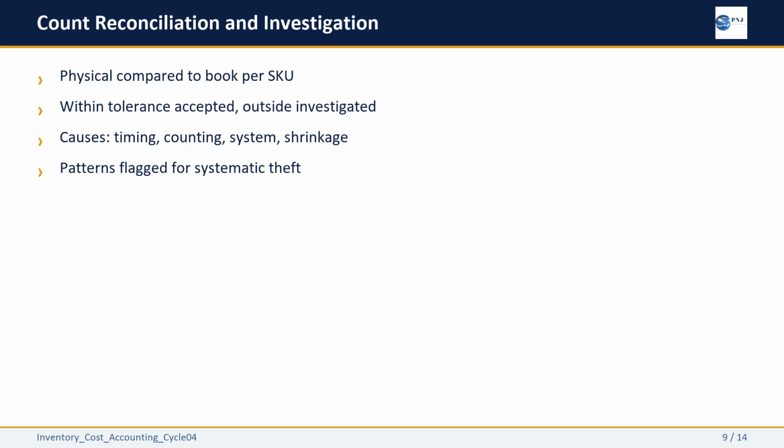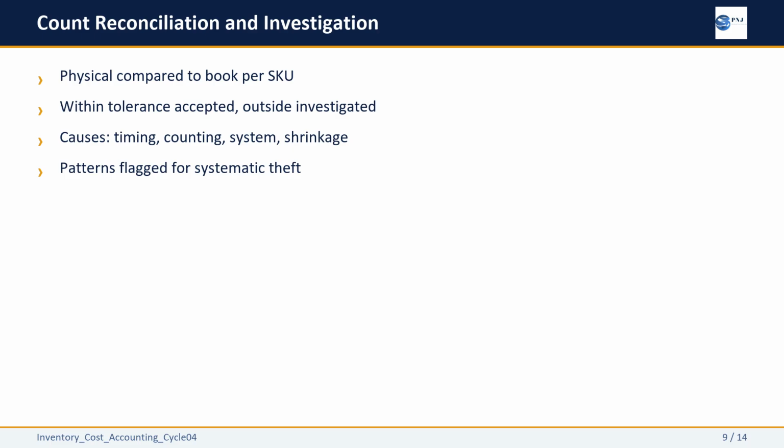The investigation works through the usual suspects: timing differences, where items were received or shipped during the count window and not yet recorded; counting errors, which trigger a recount; system transaction errors; and genuine shrinkage from theft, damage, or evaporation. Every adjustment above materiality needs management approval. And here is the part auditors care about most: patterns. The same items, the same shifts, a consistent direction of loss. Those are investigated as possible systematic theft.